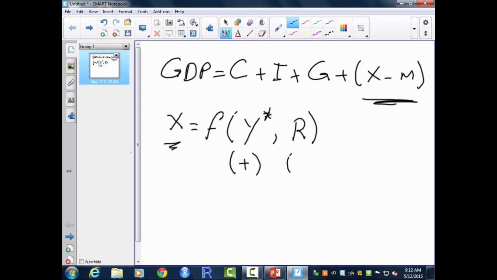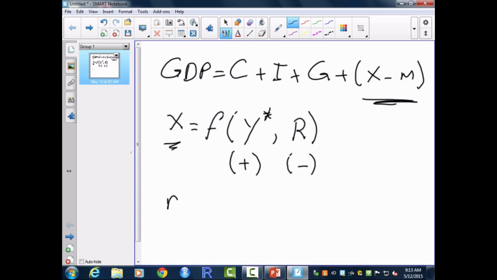The relationship between R, which is the value of the US dollar, and export would be a negative relationship. That means when the US dollar is strong, or is up, then export will go down, because our currency is more expensive, and consequently that would impact the price of our product for other countries.